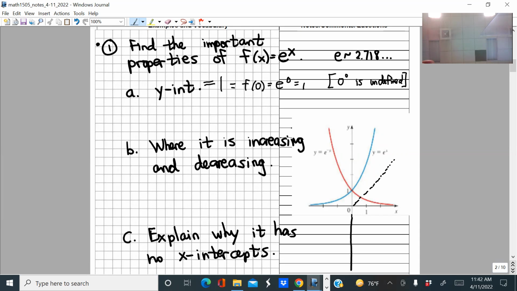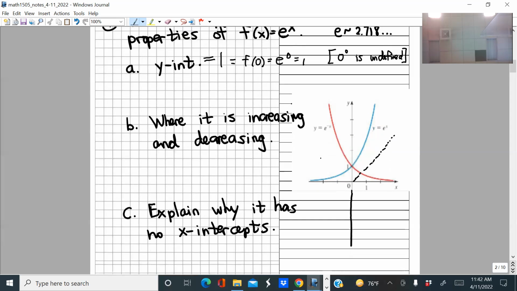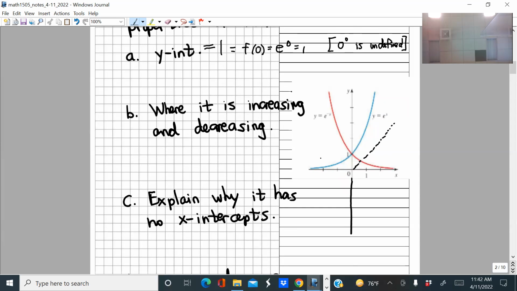Okay, it doesn't switch from increasing to decreasing or vice versa. E to the x is always increasing. E to the minus x is always decreasing. Also, you don't have any x-intercepts. So see, kind of boring in that sense. No x-intercepts at all for either of these two functions.